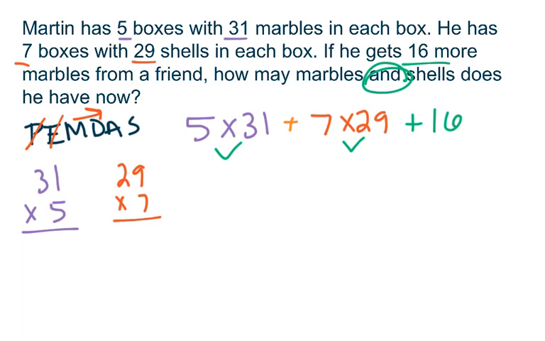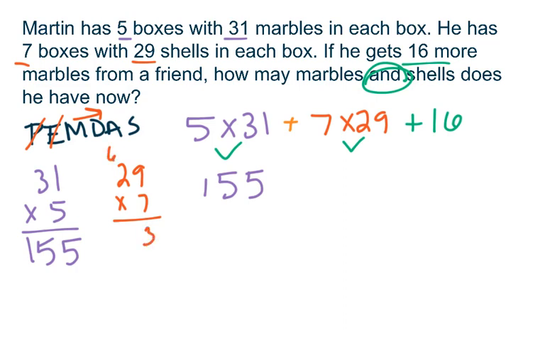We'll do 2-digit times 2-digit next chapter, but for this chapter, make sure that your 2-digit number is on top, or 3-digit number, 4-digit number, whatever it is. So 1 times 5 is 5, 3 times 5 is 15. So 5 times 31 is equal to 155. Then we have 29 times 7. So 9 times 7 is 63. I put my 3, carry my 6.